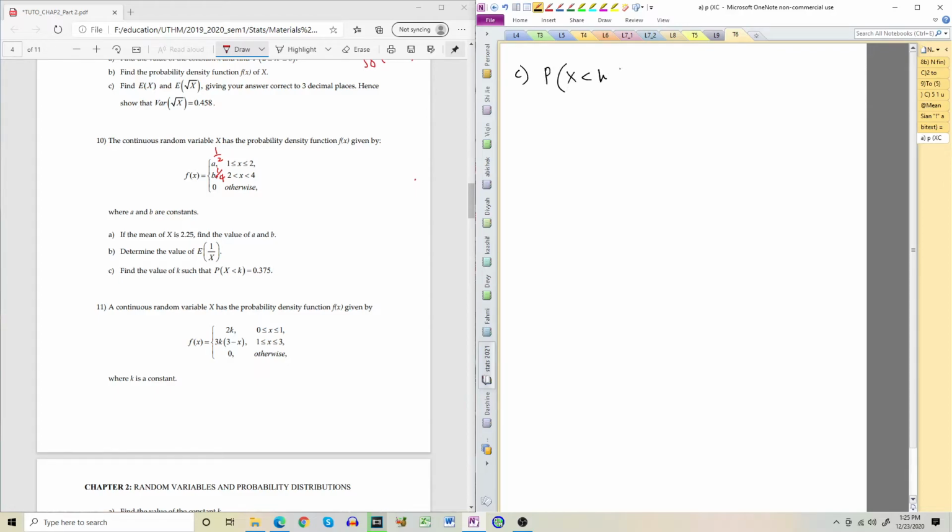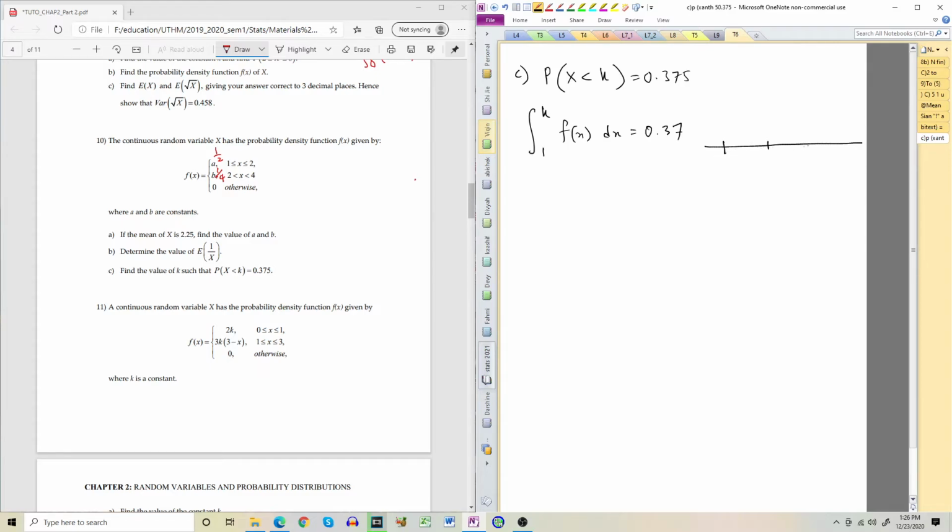Find the value of k (0.375). Okay, so this one we need to find from the lowest. The lowest value of x is 1 because we start from 1 here. So the integral from 1 to k of f(x) dx is 0.375. Now we have done this before.